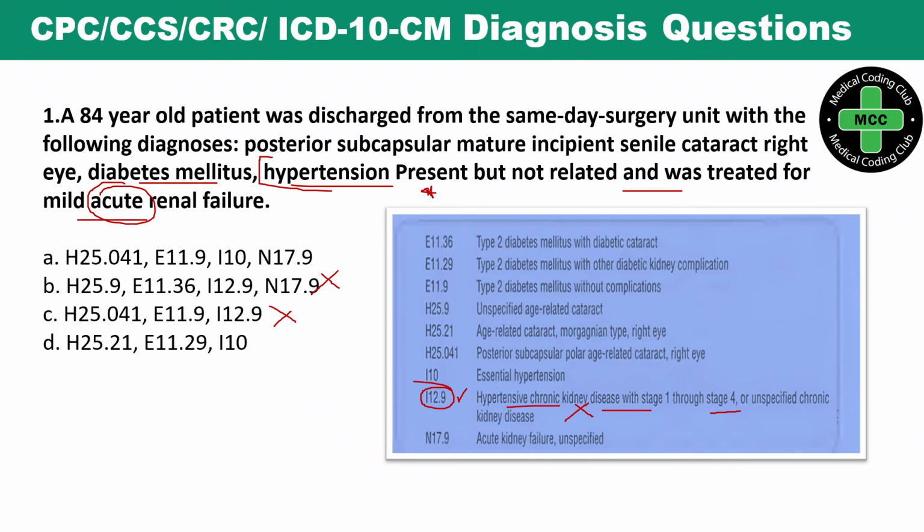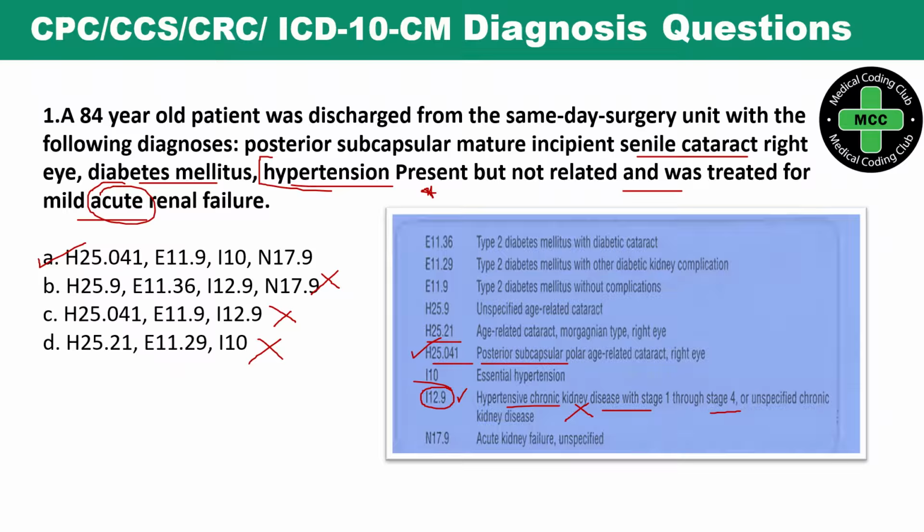Next, you can check the posterior subcapsular cataract. Here you can check option A and option D, H25041 and H25041. Since it is posterior subcapsular, your correct code is H25041, and this is sufficient. You can also eliminate option D. So the correct answer is option A. Here we are not applying any combination code.